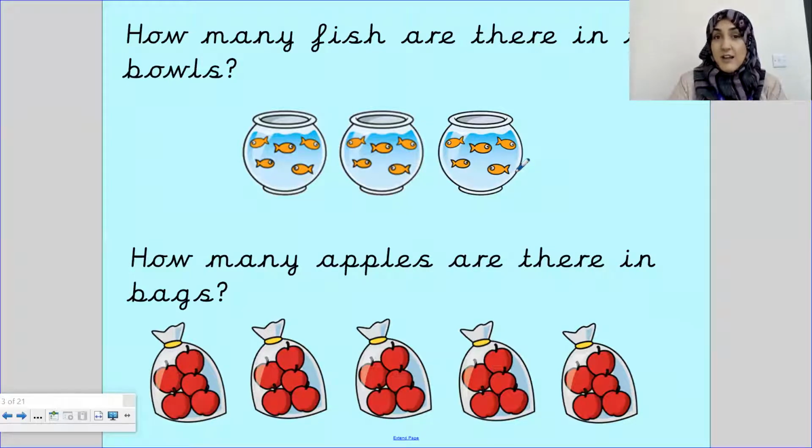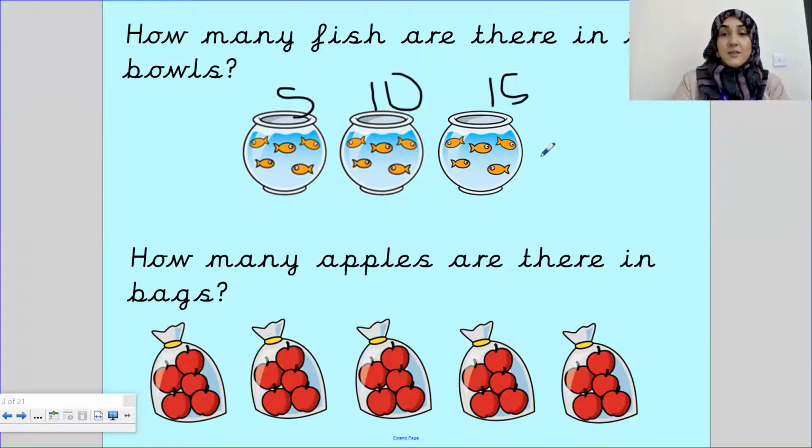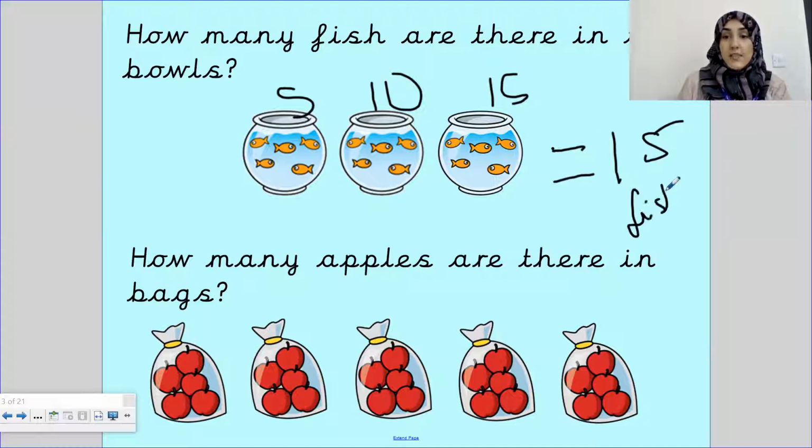Can you help me count in fives to see how many fishes there are all together? Let's go. 5, 10, 15. Thank you. So there are 15 fish all together.